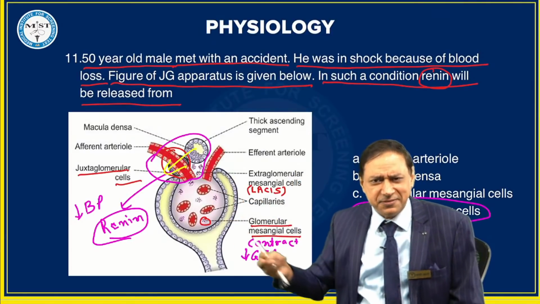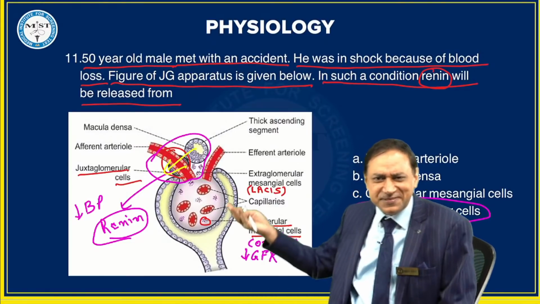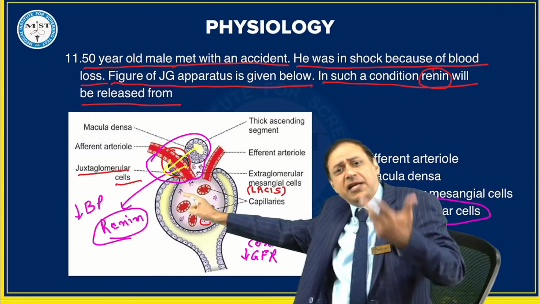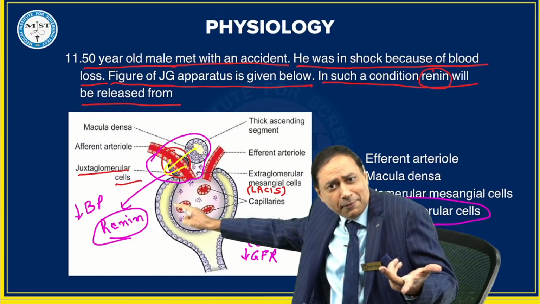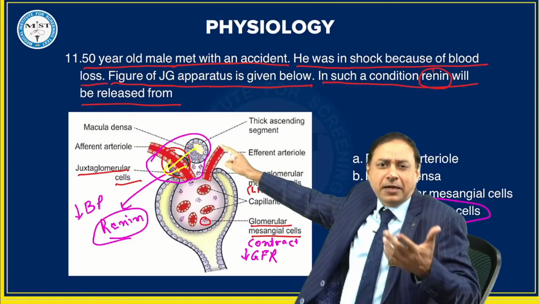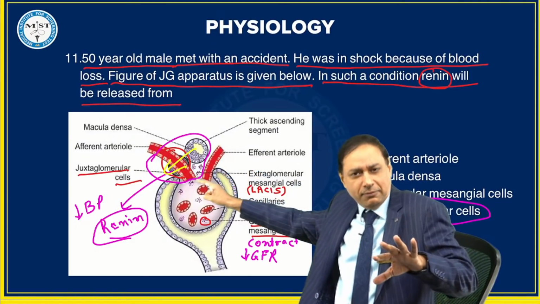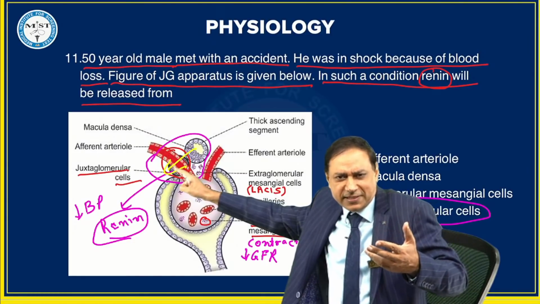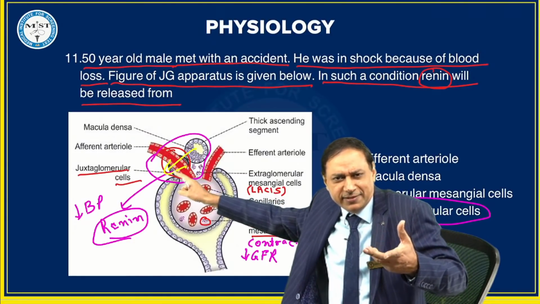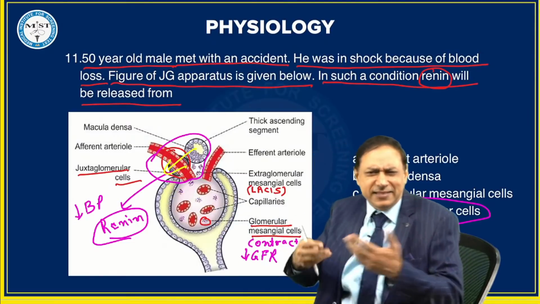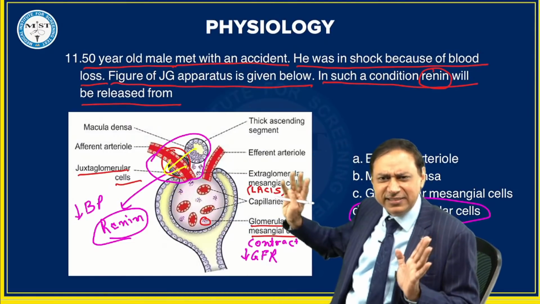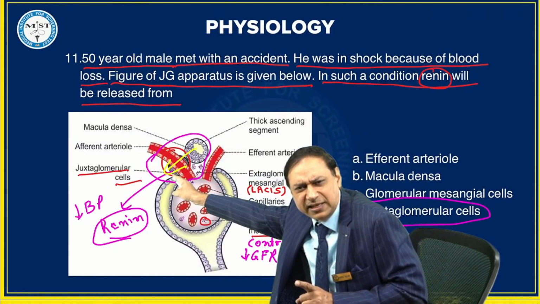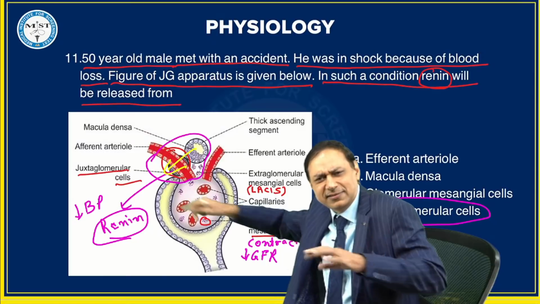But nowadays, so many theories are coming. The new theory says that the JG cell itself is a pressure sensor. Macula densa is not required; I myself can sense pressure. So when BP is low, the JG cell will sense the pressure and release renin itself. So these are newer variants. The standard teaching is that macula densa will sense it and tell the JG cell to release renin. This is the standard format.